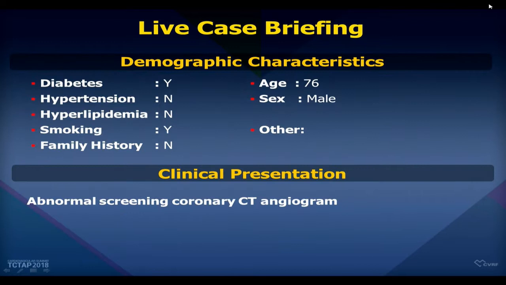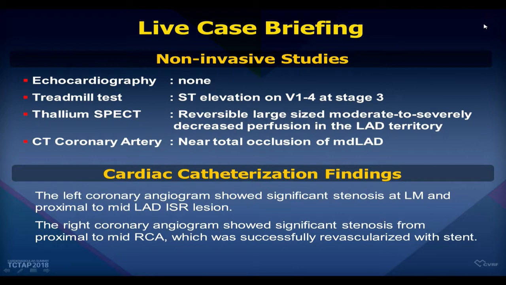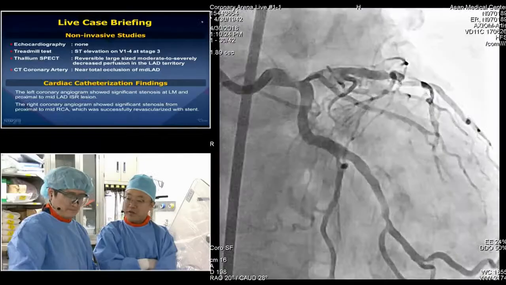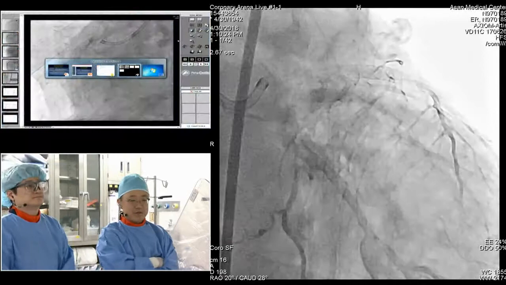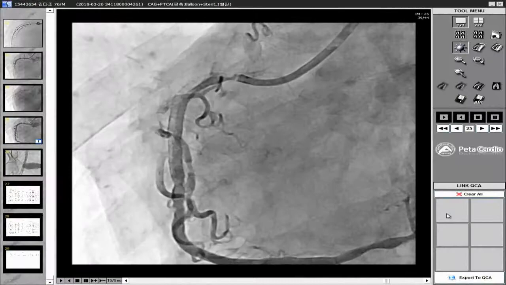Next. This is the demographic characteristic. He has diabetes and is a current smoker. Next one. Okay, so if I summarize this patient, nearly 18 years ago he received the bare metal stent S670, and today we have a history section.